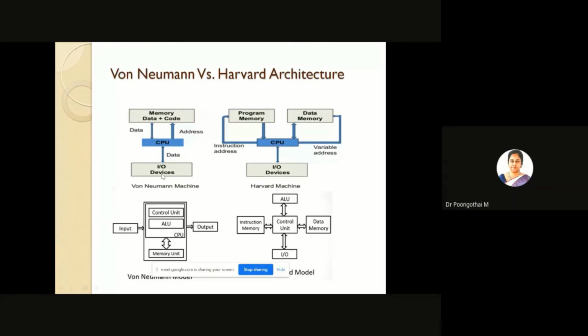And also the important thing is pipelining is not at all possible with this architecture. So your memory, that is the single storage memory, contains both your data and code to be executed. So it requires 2 clock cycles to complete the instruction.